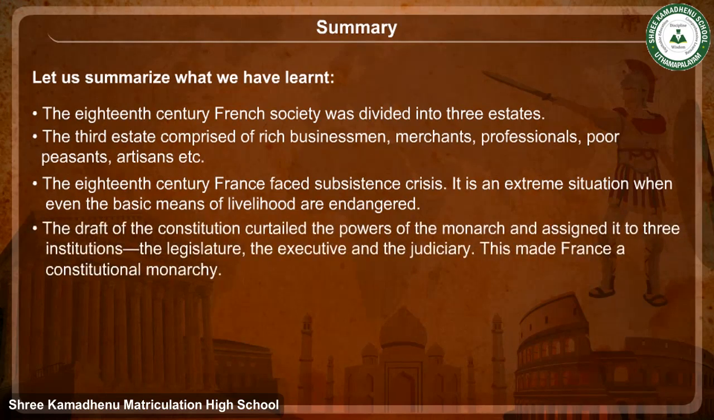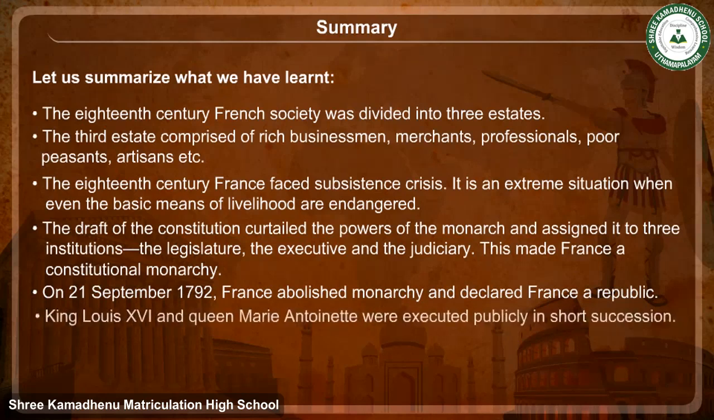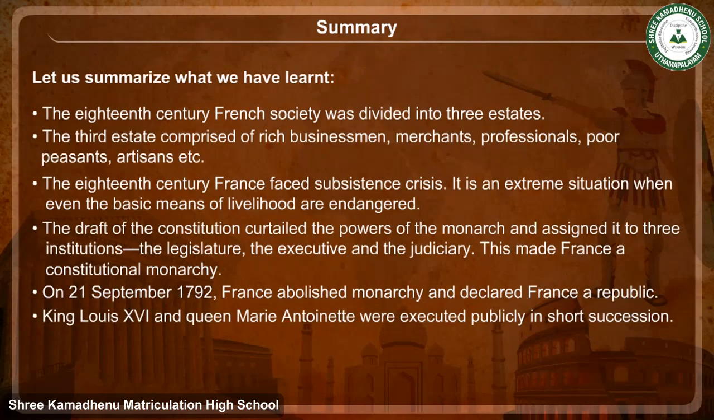The draft of the constitution curtailed the powers of the monarch and assigned it to three institutions: the legislature, the executive, and the judiciary. This made France a constitutional monarchy. On 21 September 1792, France abolished monarchy and declared France a republic. King Louis XVI and Queen Marie Antoinette were executed publicly in short succession.